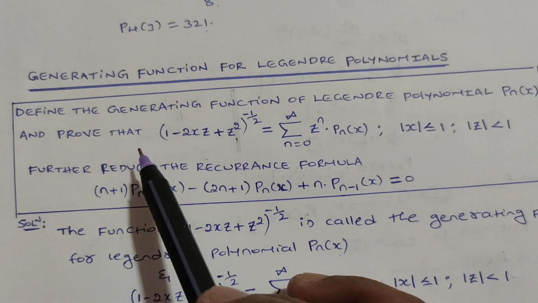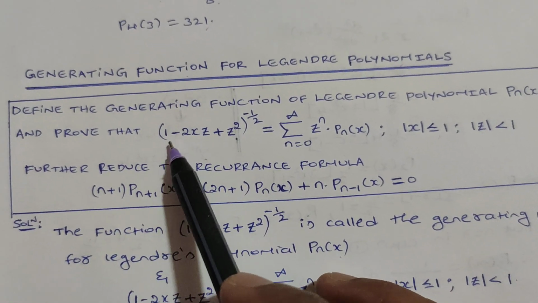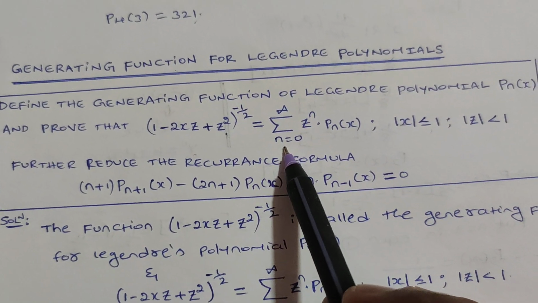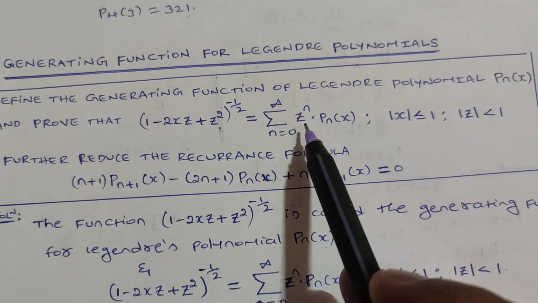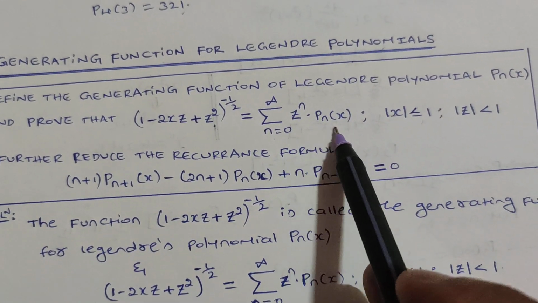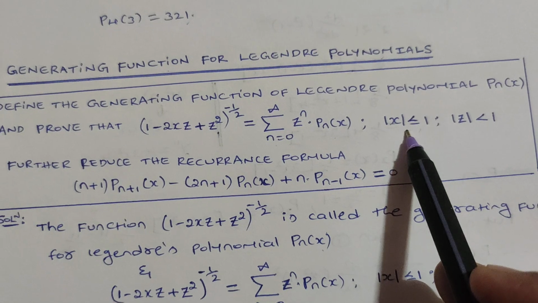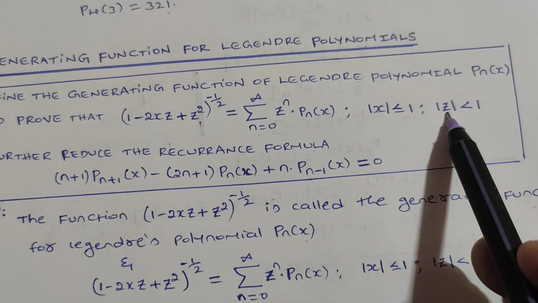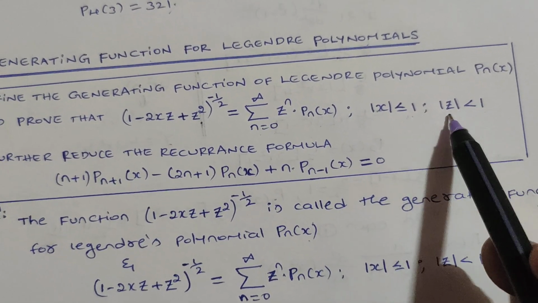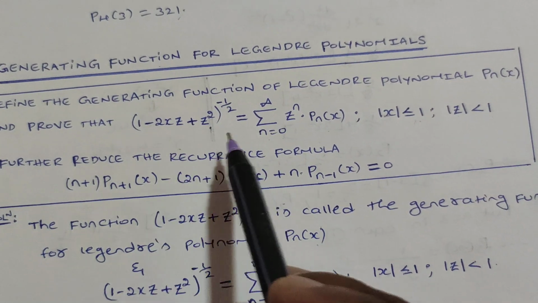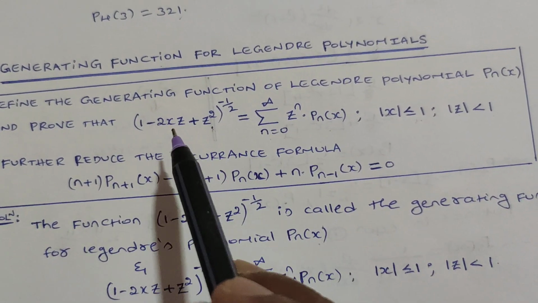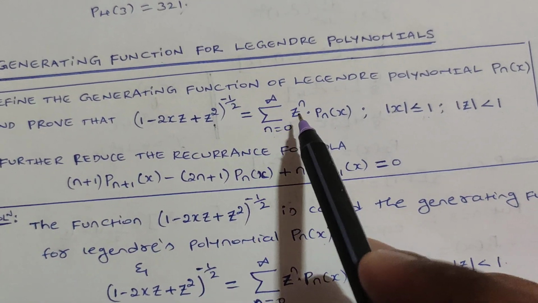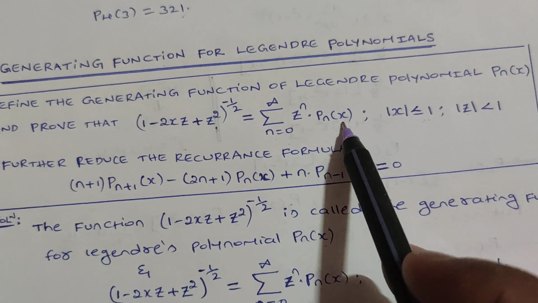We observe the method of proving that 1 minus 2xz plus z square to the power minus 1 by 2 will be equal to summation over n equals 0 to infinity z to the power n into Pn of x. In this case, modulus of x is less than or equal to 1 and modulus of z is less than 1. So this term we call the generating function, and its value will be equal to the summation from n equals 0 to infinity of z to the power n into Pn of x.